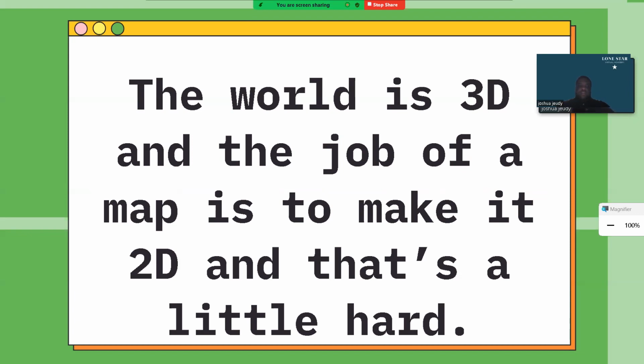We live in a three-dimensional world. We have up, down, in, and out. So we live in three dimensions, while a map is two-dimensional, it's flat. So making a three-dimensional world into a nice flat surface is a little difficult, and it's kind of hard to do. So that is what cartographers, those are people who make maps, are trying to do.